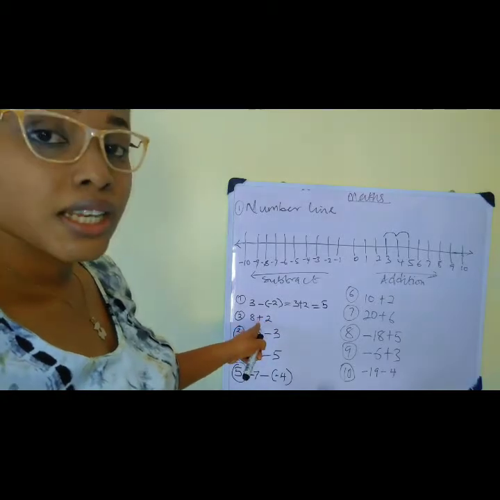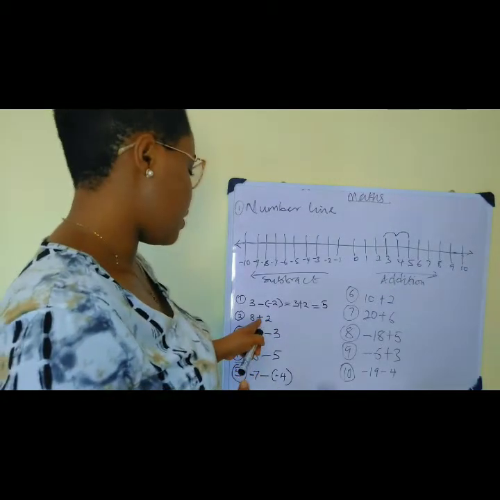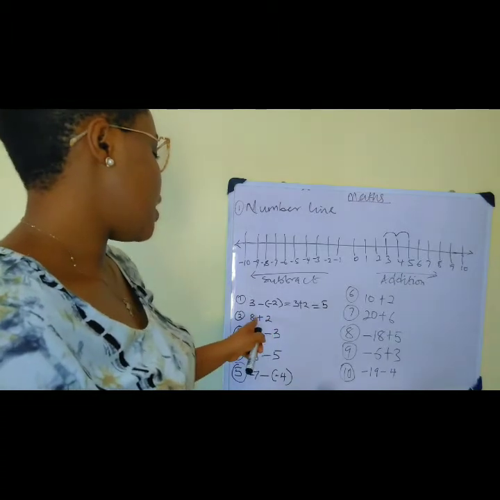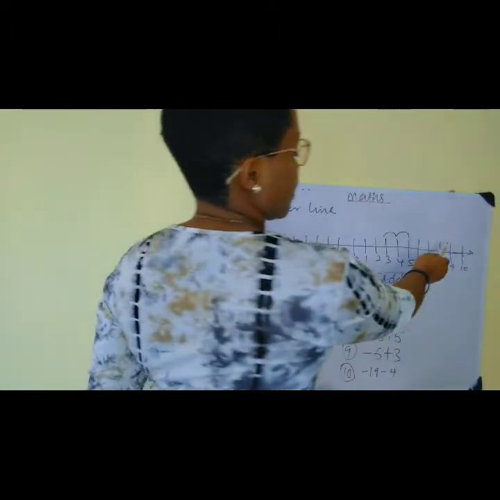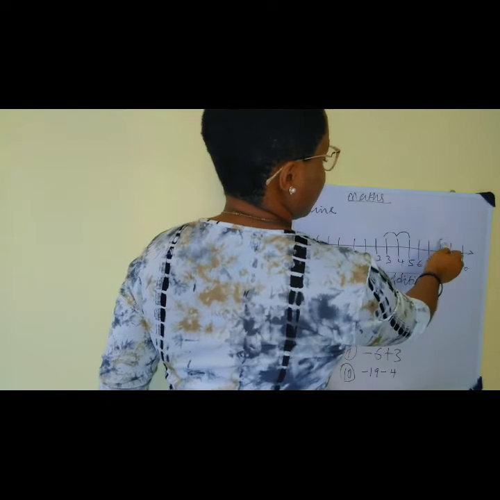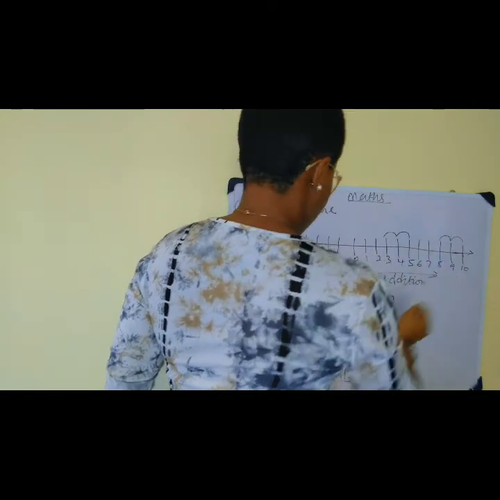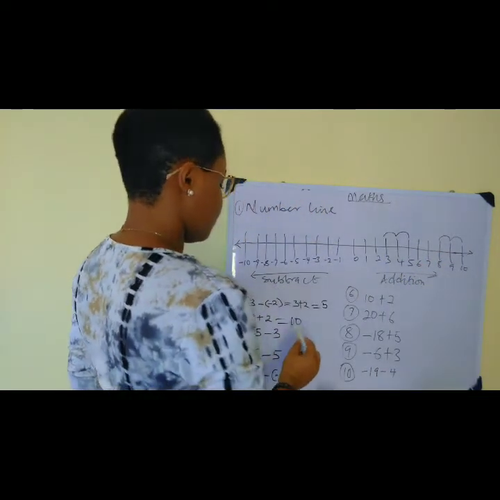The second one is positive 8 plus 2. The action is clear. It's just one sign here, so it's for the addition. 8 plus 2. This is 8. 8 plus 2 is 1, 2.